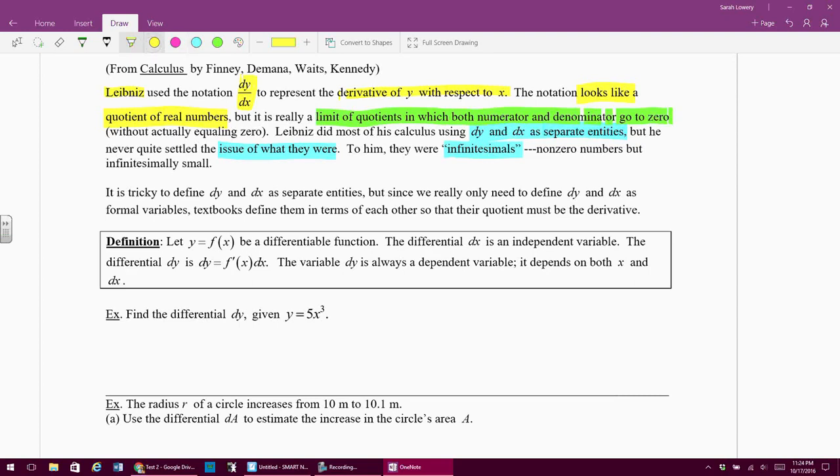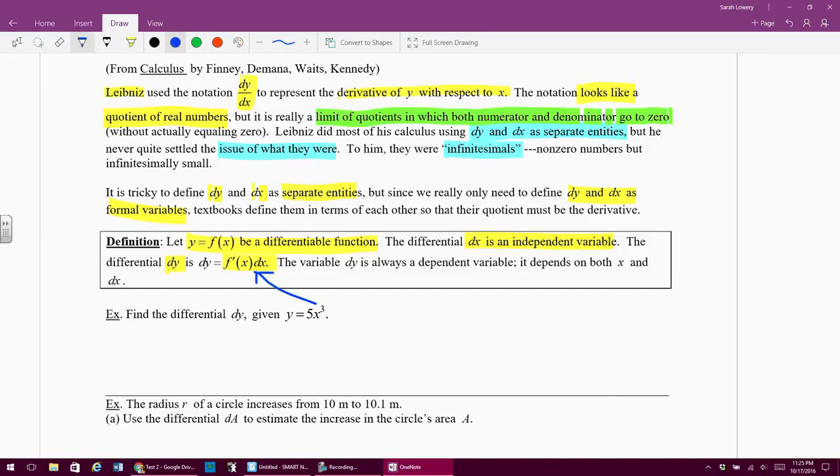Now, I want you to understand that it is not typical for us to treat dy and dx as separate entities. And we're really not going to be doing this a whole lot. This is such a small topic in BC calculus. So if we could separate them, dy and dx, as formal variables, this is how we would do that. We're going to let y be a differentiable function, y equals f of x. We're going to call dx an independent variable. And we're going to say that dy is equal to f prime of x dx. Now, what does this look like?